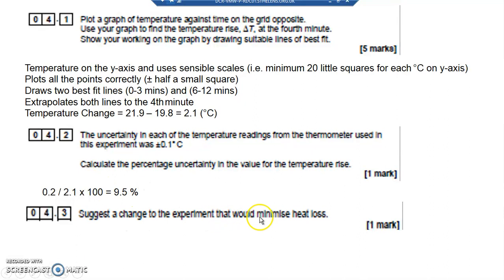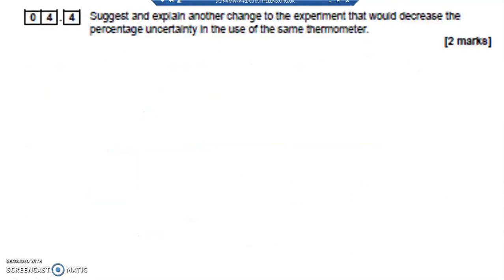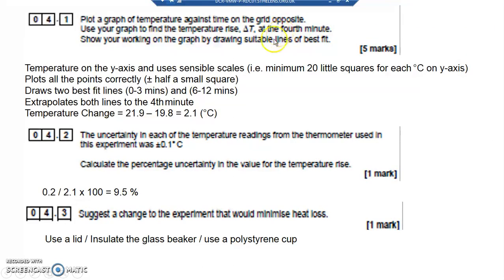Suggest a change to the experiment to minimise heat loss. Then you'd use an insulated cup or an insulated beaker, or maybe put a lid on it to reduce heat loss. Suggest and explain another change to the experiment that decreases the percentage uncertainty using the same thermometer. Well, look at the temperature change. It's only 2.1. As you get a larger temperature change, 0.2 divided by a larger number will give you a lower percentage.